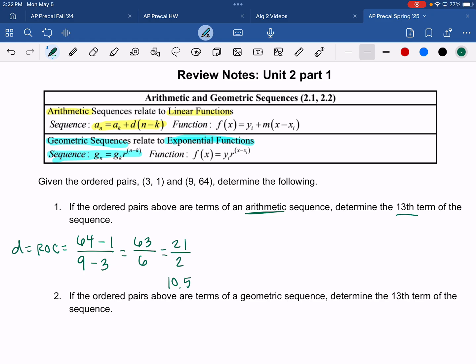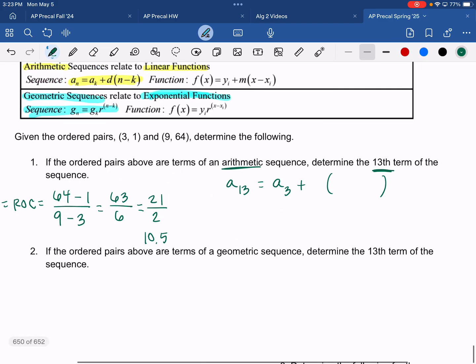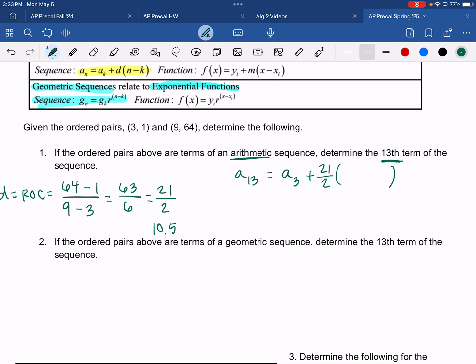Okay, and then our goal is to find the 13th term. So to find a future term, pick either one. Do y'all want to use the 3rd or the 9th? 3rd, okay. So I'm going to start at the 3rd term, and I'm going to add that common difference, which I could have put the number in. Sure, we'll replace it. I'm going to add 21 halves, 13 minus 3 times. I'm going to add it 10 times because these terms are 10 apart from each other in the sequence.